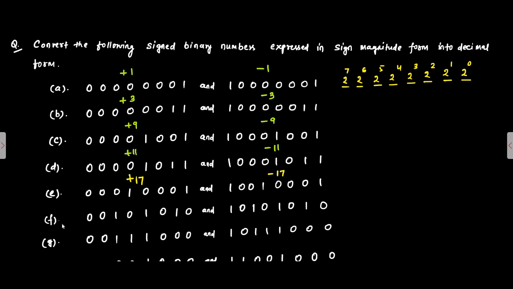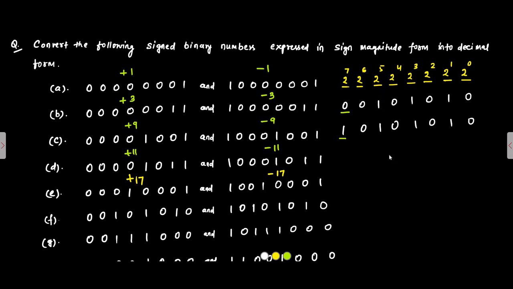So the next one we have is this F. Writing it in the binary form, okay, it is 00101010, and the other one is this one, 10101010. Okay, here it is the sign bit 0, the MSB bit, here it is 1. So this one is positive, this one is negative.